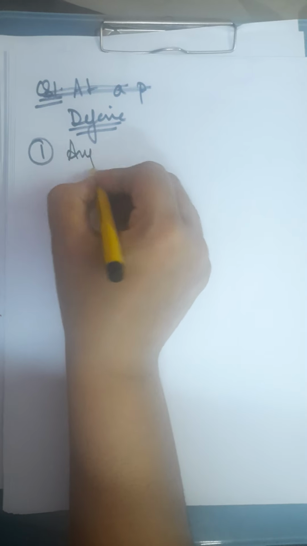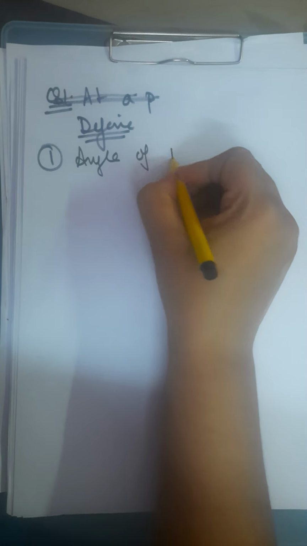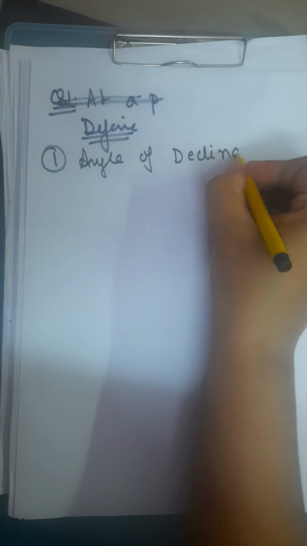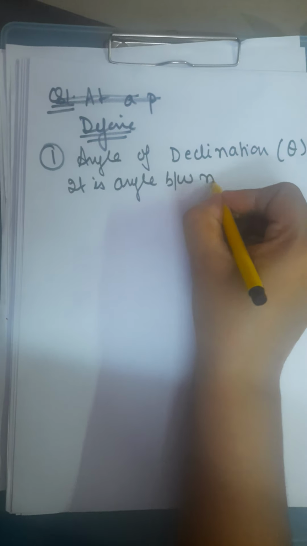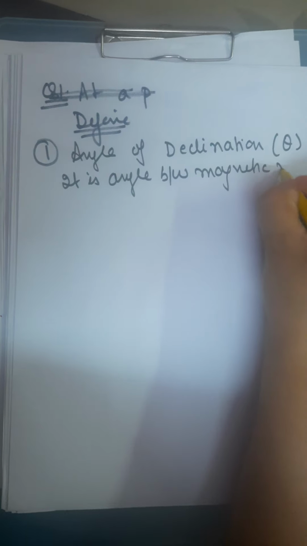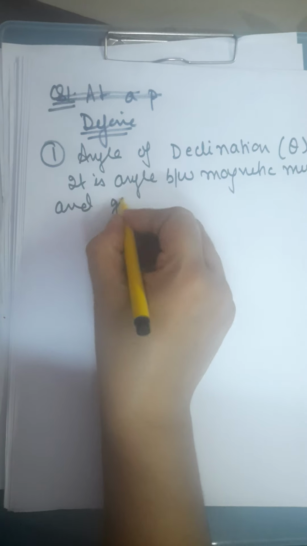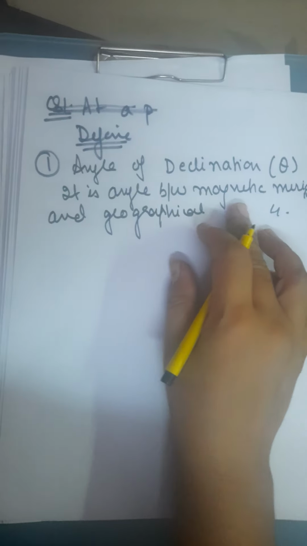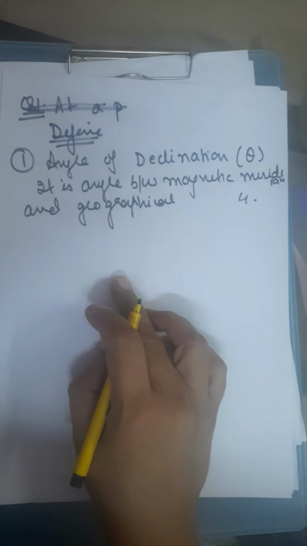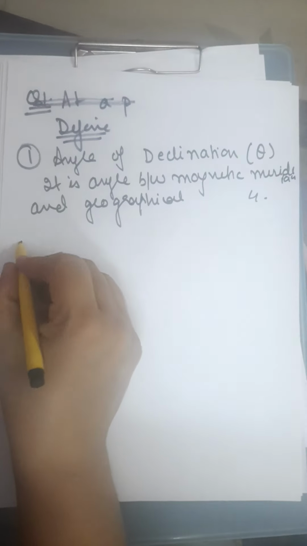First of all, let me define the angle of declination. What was it? Theta. Children, it is the angle between the magnetic meridian and the geographical meridian. Though I have discussed the definitions, I have not written them. You should have complete notes with you. So the angle between the magnetic meridian and the geographical meridian is called the angle of declination.